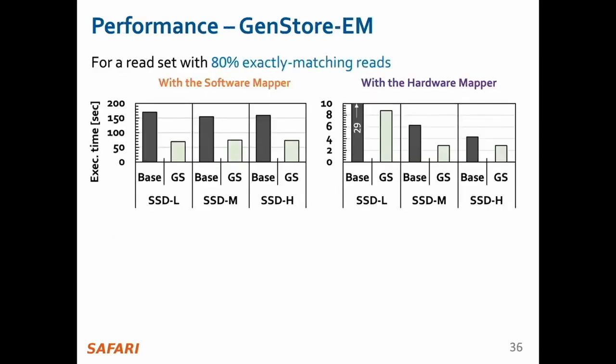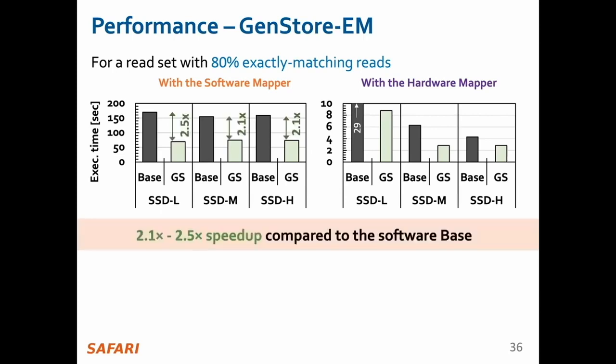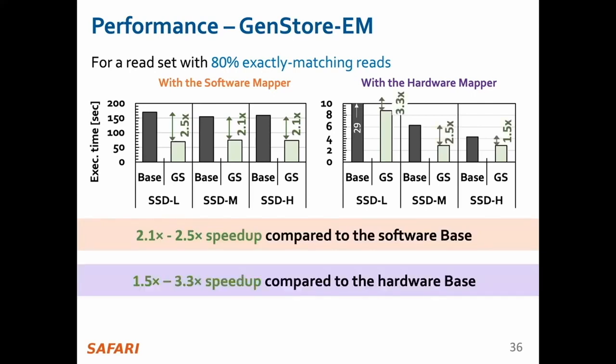So we analyzed the benefit of GenStore EM for a 22 gigabyte short read set where 80% of reads exactly match some subsequences in the reference genome and can be filtered. We show the benefit of GenStore on software and hardware read mappers, and GenStore provides 2.1 to 2.5 times speed up compared to the software baseline, and 1.5 to 3.3 times speed up compared to the hardware baseline, and on average provides 3.9 times energy reduction.